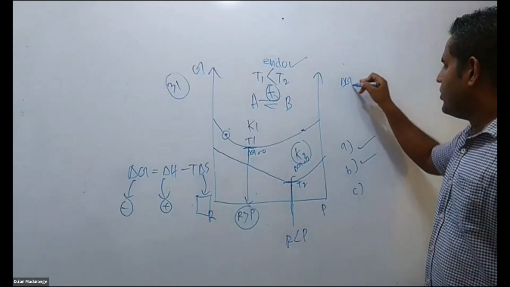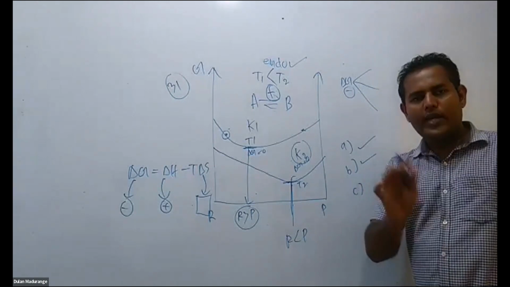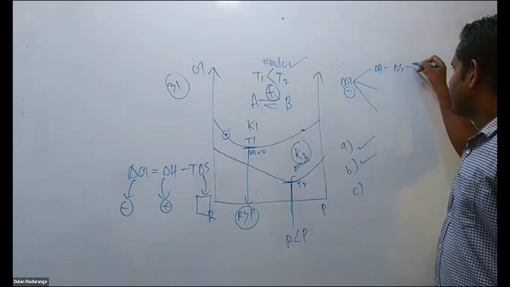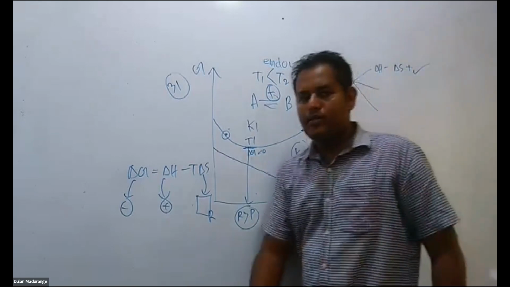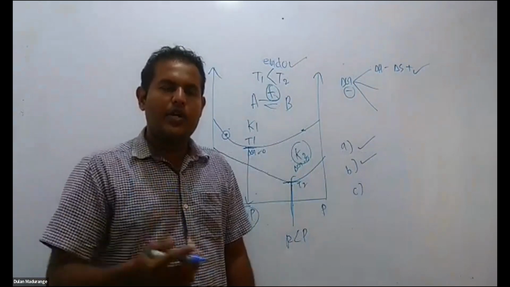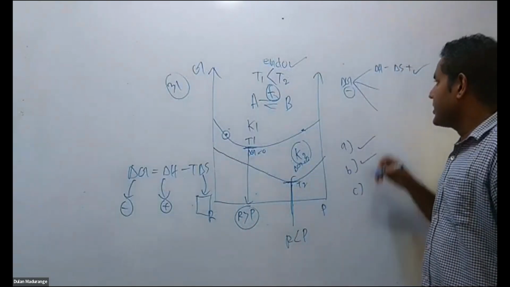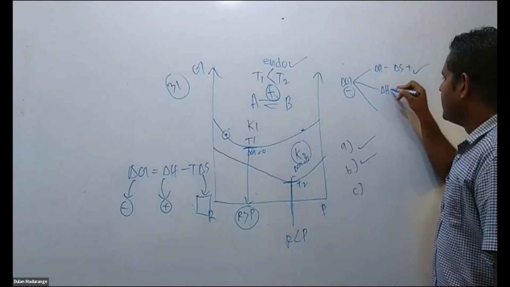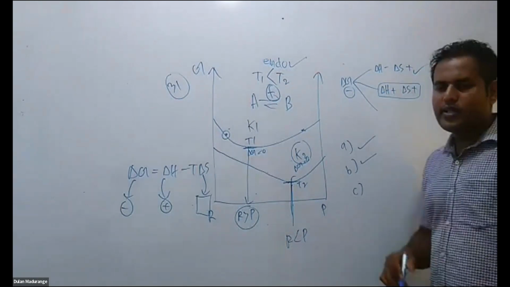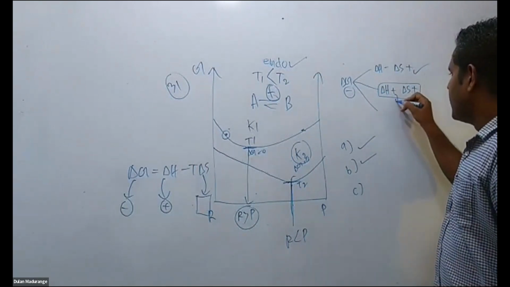There are three cases where delta G can be negative. One is delta H negative and delta S positive: always spontaneous. Memorize this. If an exothermic reaction has increasing entropy, randomness, it is always spontaneous. The next is delta H positive and delta S positive. Is it spontaneous? Yes, at high temperatures.